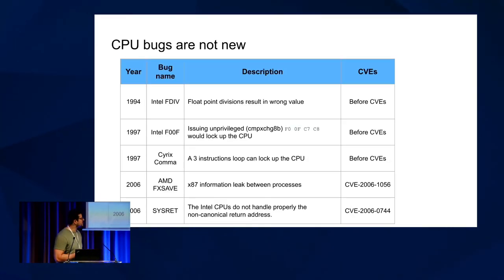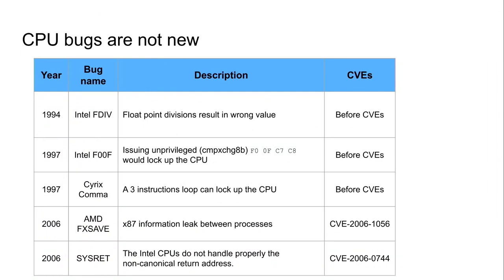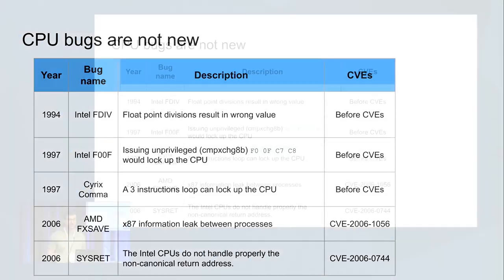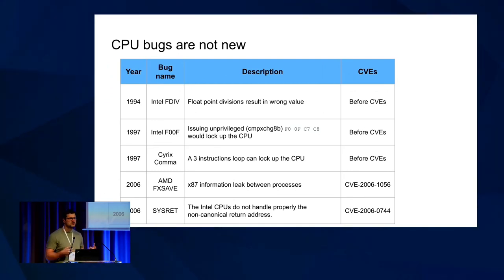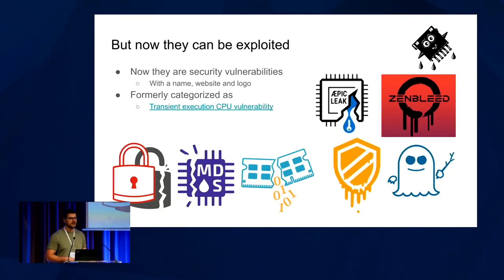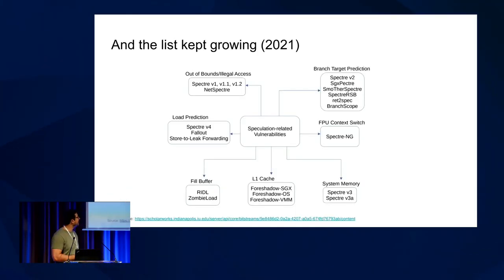So CPU bugs are super old. The first ones I still remember were like floating point instructions that were not returning valid results. At that time, we didn't have CVEs, so no one was trying to exploit them. But nowadays we have a bunch of them, and people are able to exploit them and create a logo and create a website. It seems like it changed the way we look at CPU bugs recently. In 2021, we have a few of them. Not many, but a few. And in 2018, when I started this, it was basically Spectre and Meltdown 2 that we expected would be fixed by December. But in 2021, we still have those.